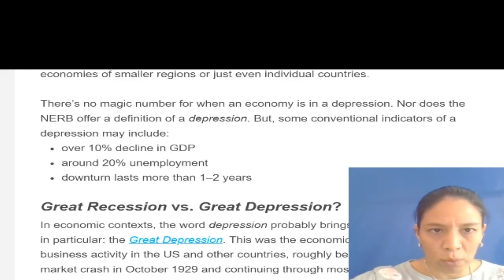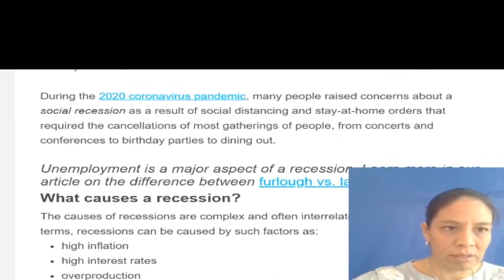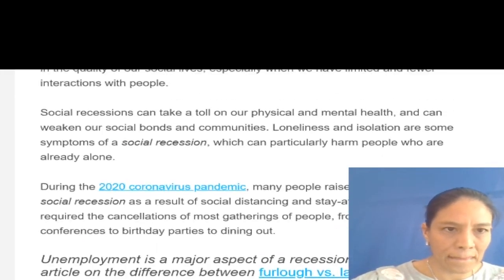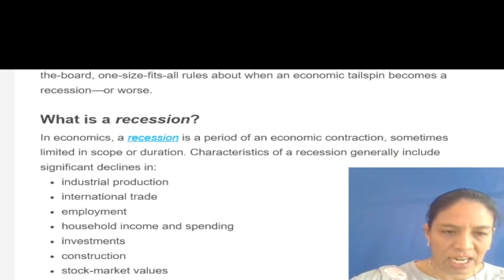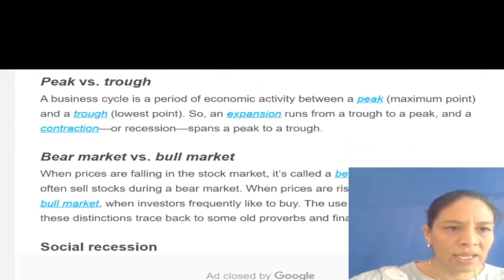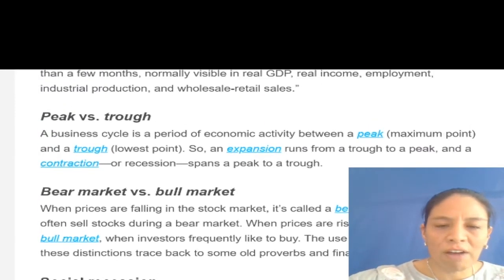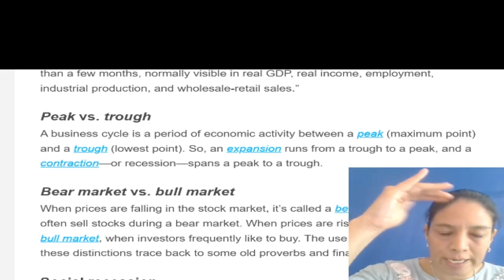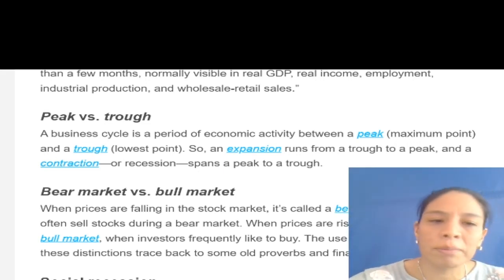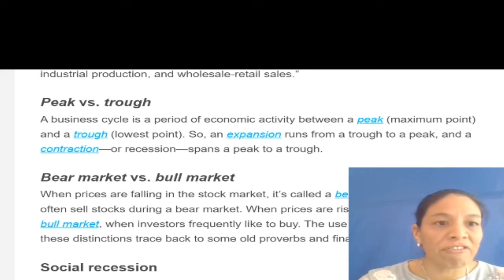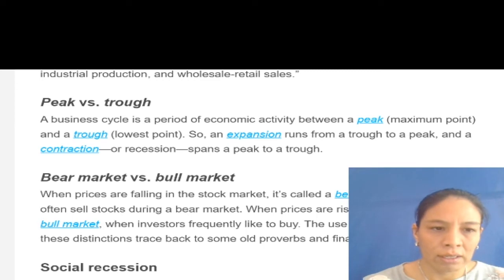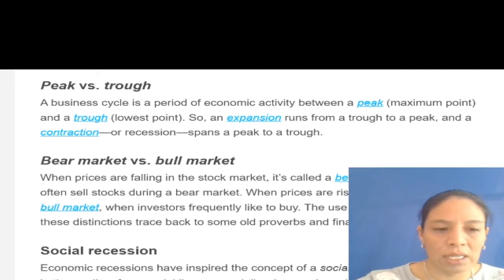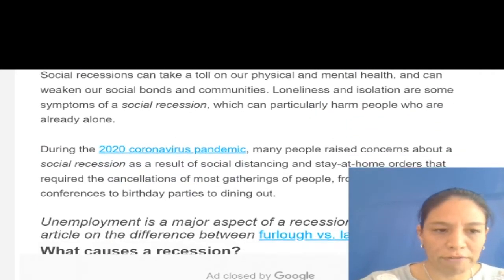Don't write this, okay? Let me recapitulate what we have written so far: the definition of a recession, and peak versus trough. The peak is the highest point in the roller coaster of the business cycle, and the trough is like a valley. You're also going to find that term, a valley, the lowest point in the curve.